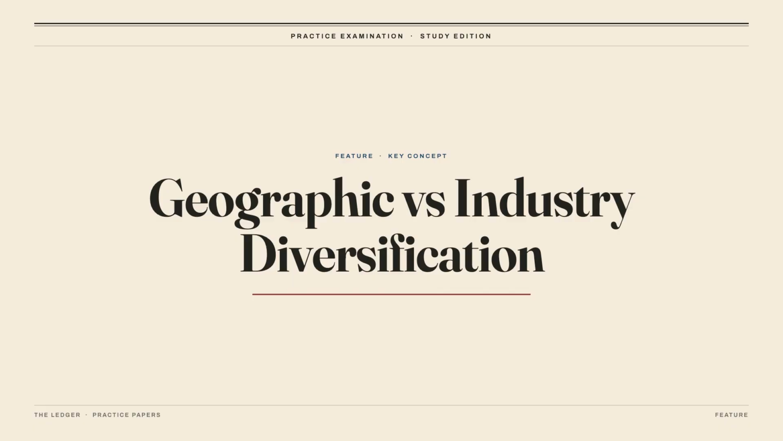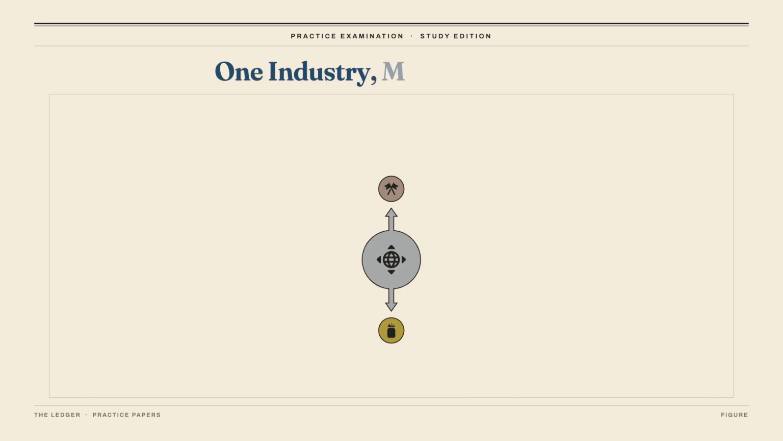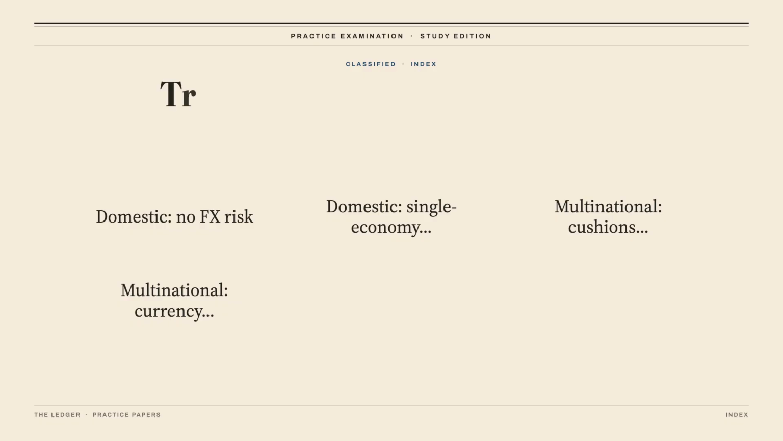A company can score high on one and low on the other. The cleanest illustration is a beverage company selling the same soft drink brands in over 100 countries, yet making nothing but beverages. Its geographic diversification is high because it operates almost everywhere. Its industry diversification is low because it lives entirely inside one industry.